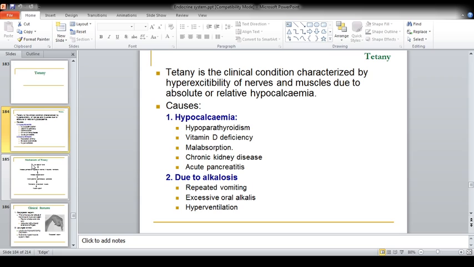So tetany is a clinical condition which is characterized by hyperexcitability of nerves and muscles due to absolute or relative hypocalcemia. So the patient would start convulsing uncontrollably if the calcium level gets low. The patient starts having seizures, okay, convulsing rapidly.